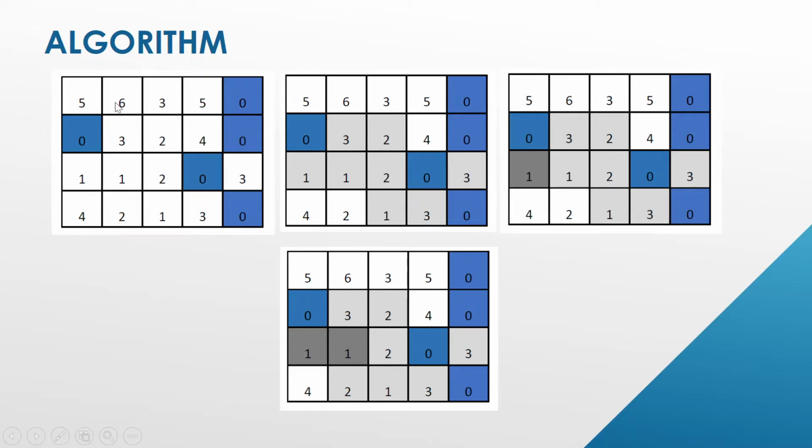If you see here, the blue cells are the ocean and the white ones are the land cells. So the first step of the algorithm is to find all the front nodes. Those are the cells that are directly connected to the ocean cells.